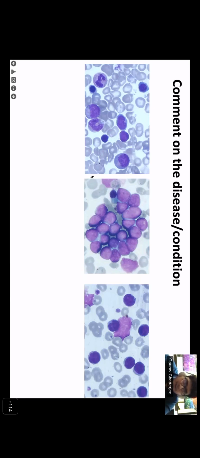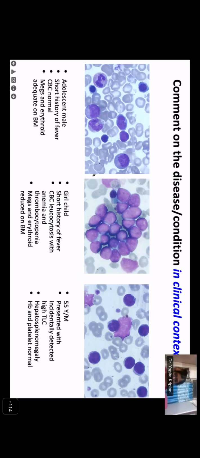Okay, you can still see my pointer, right? Yes, sir. So now I give you the history, which Yogita already knew. This is an adolescent male with a short history of fever, and we are seeing adequate megakaryocytes and erythroid cells. So the point I'm trying to make is that this is a lymphoblast, you said. Yes, this looks like a lymphoblast, but when you put it in the overall context that the marrow looks normal, it doesn't look abnormal then. So just by looking at a single cell, you should never be diagnosing conditions.